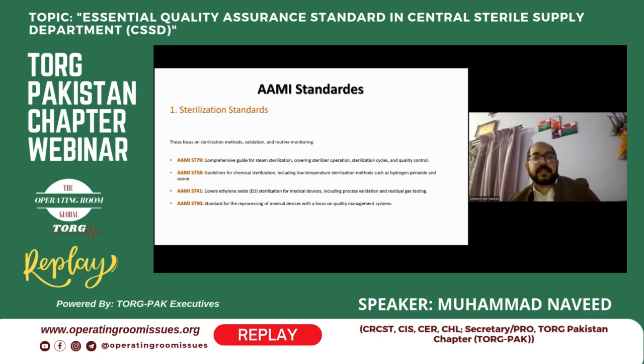ST41 covers ethylene oxide. This one is specifically a guideline used for ethylene oxide, including process validation and residual gas testing. The next one is ST90, the standard for the processing of medical devices with a focus on quality management systems.